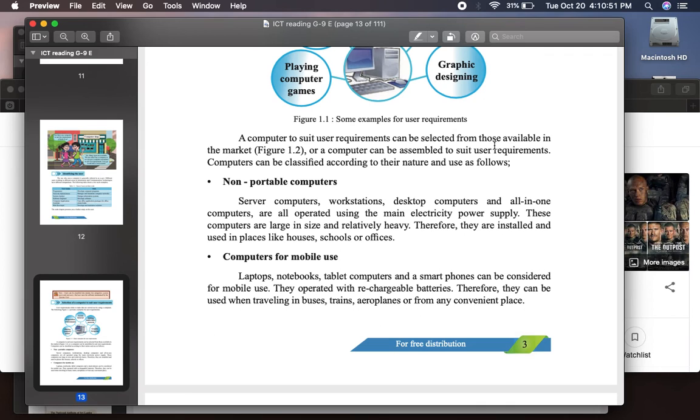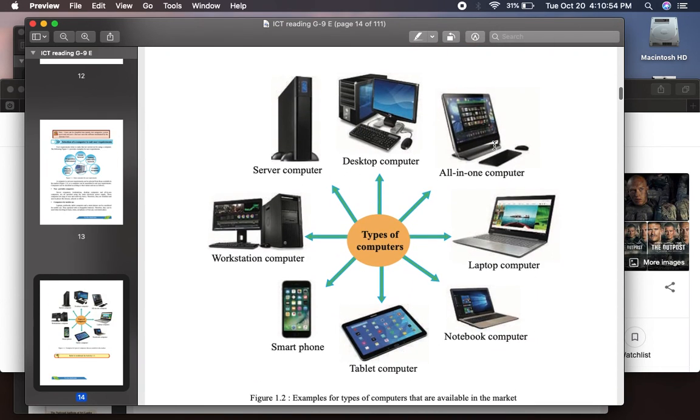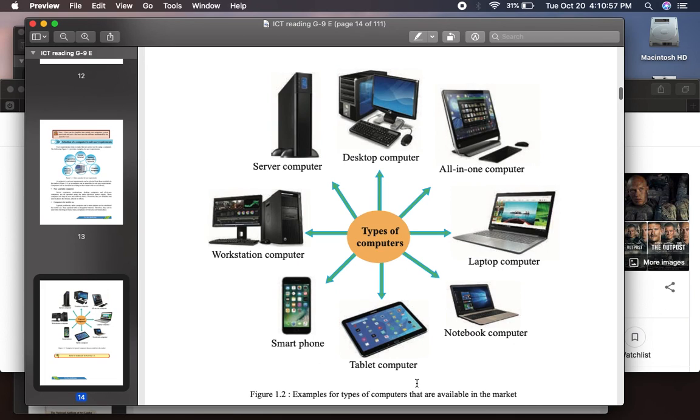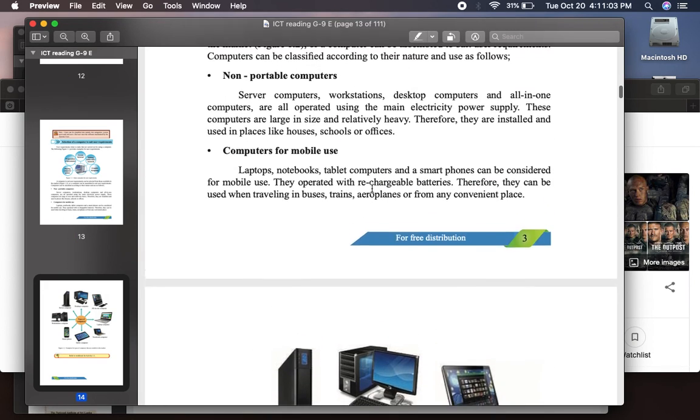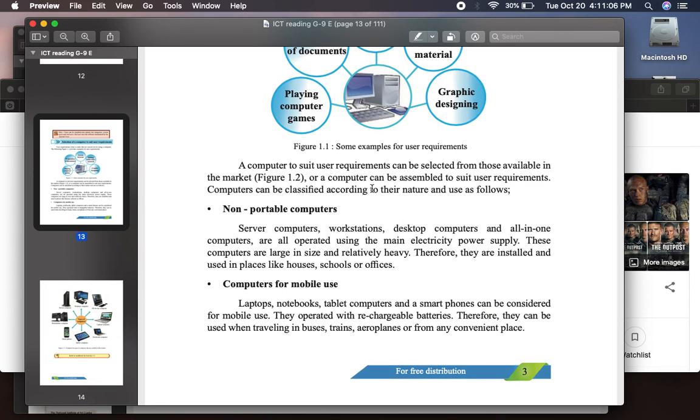It says to look at figure 1.2. So this is figure 1.2. Examples of type of computers that are available in the market. Right? Or a computer can be assembled to suit user requirements, meaning that you can identify what you want in your computer and have it assembled according to your own requirements. So now getting back to this, computers can be classified according to their nature and use as follows.